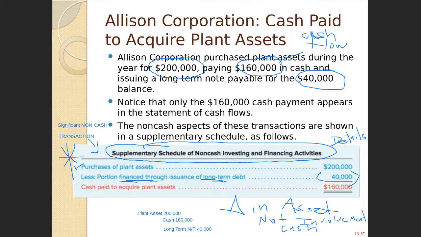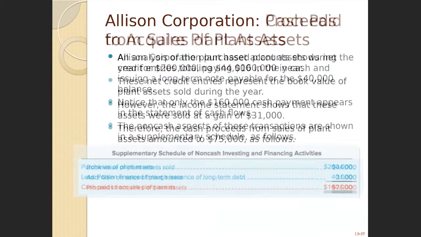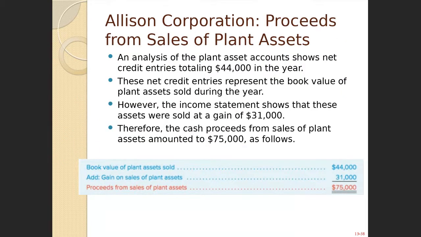In a nutshell, any significant non-cash transaction of the corporation has to be detailed in the supplemental schedule. So you have the statement of cash flows and this supplemental schedule as part of the statement of cash flows. Everybody good? And again, we're going to go over this a lot in the homeworks.